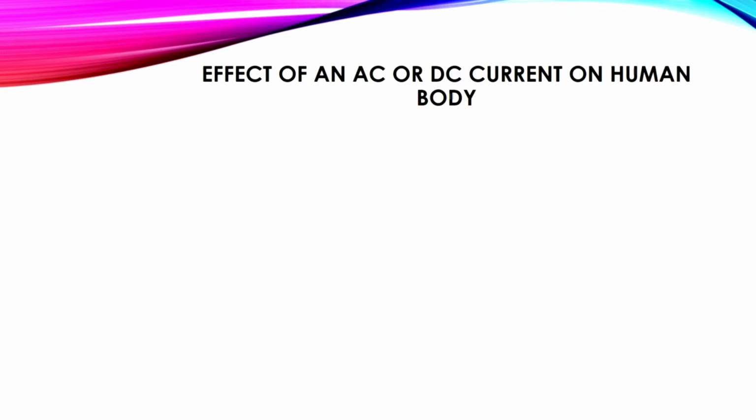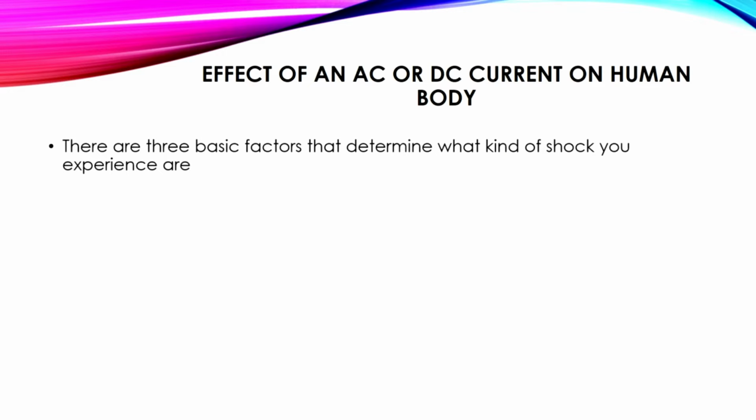First, we would like to understand the effect of the AC or DC current on the human body. The reason for this is that we will understand the effect of AC or DC, then we'll understand why we use the earthing system. So the effect of an AC or DC current on the human body depends on three main factors.